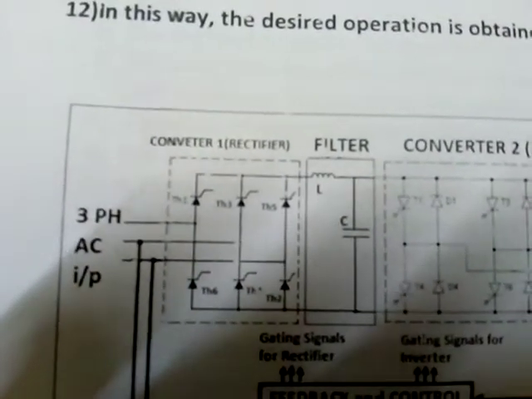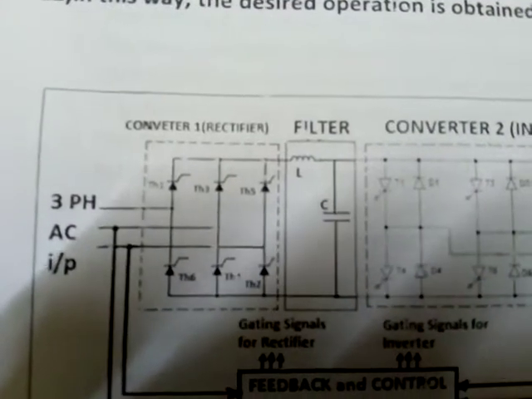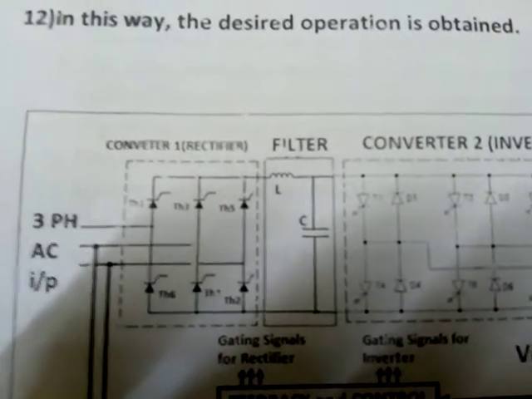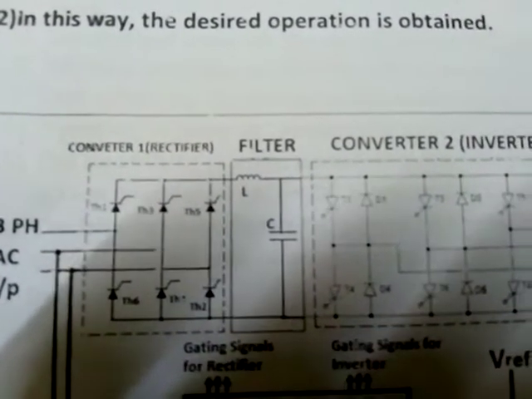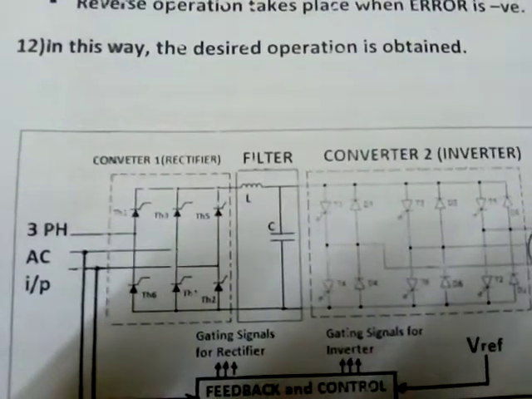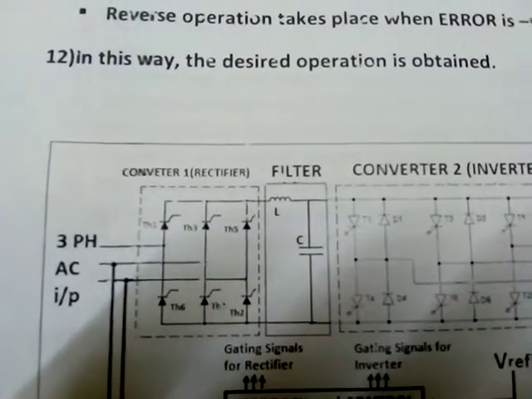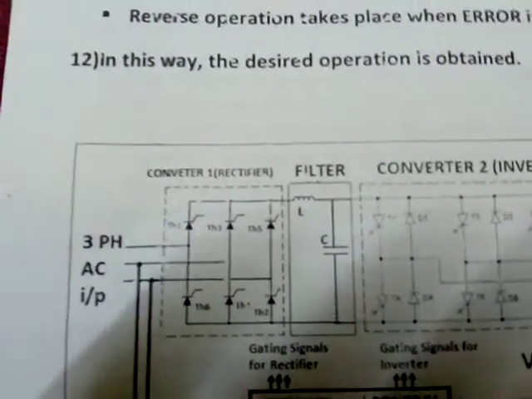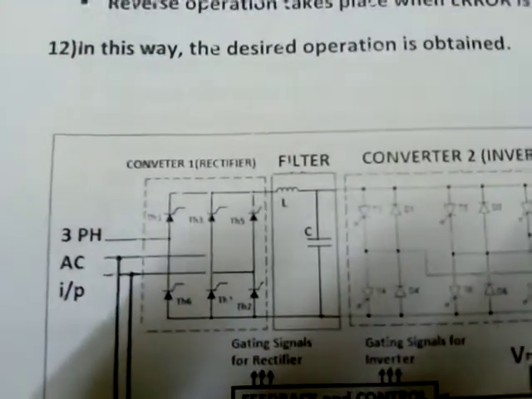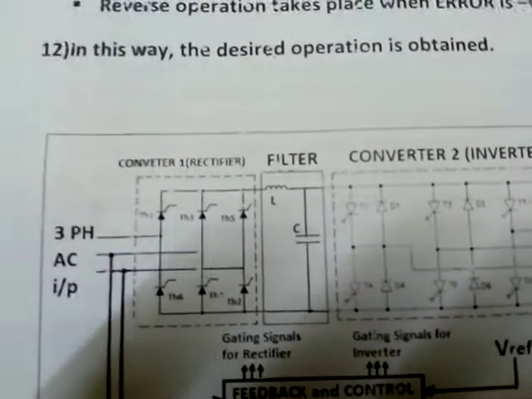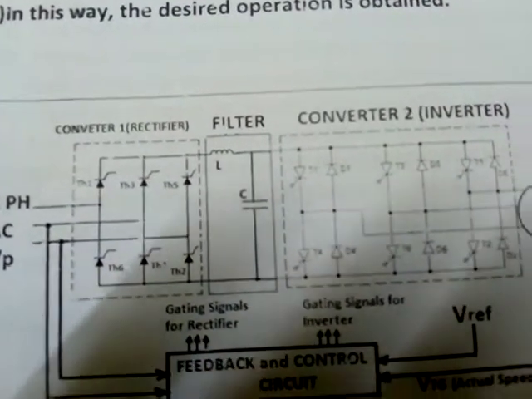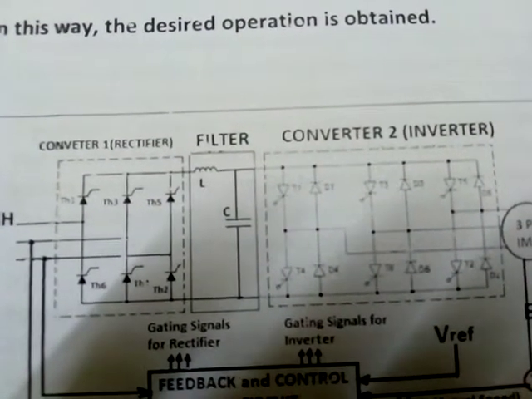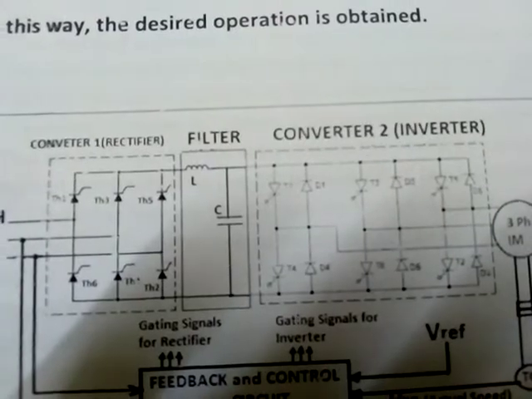You know E is equal to 4.44 F phi N. So phi is proportional to E by F or V by F. If phi is made lesser, then utilization of the core is not achieved. If phi is made more, then core will get overheated. Hence, induction motors should be operated at constant E by F.